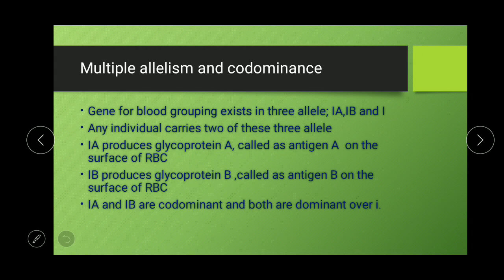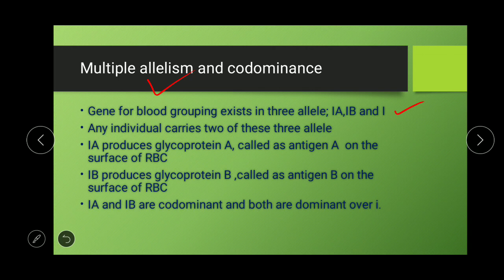Now multiple allelism. As the name suggests, multiple allelism means more than two alleles present for a single gene, and we will also see co-dominance. The classical example is the blood grouping, that is ABO blood grouping. The gene for blood grouping exists in three alleles, that is I capital A, I capital B and small i. So any individual carries two of these three alleles.